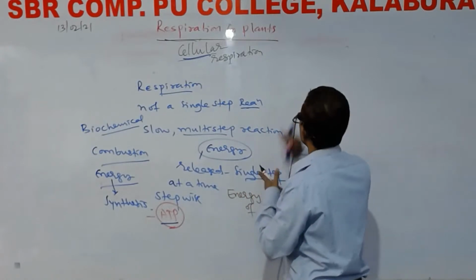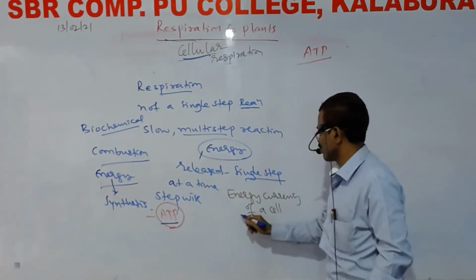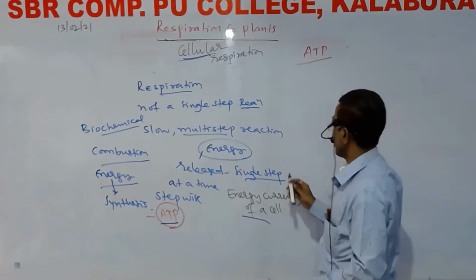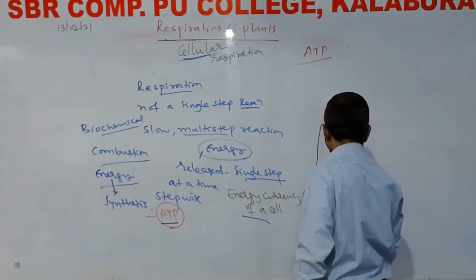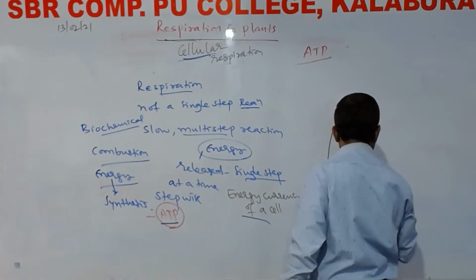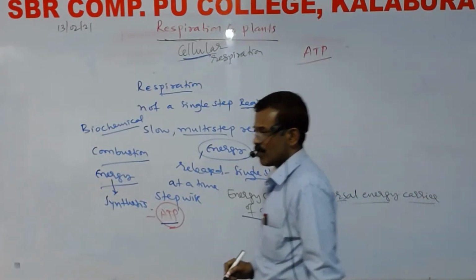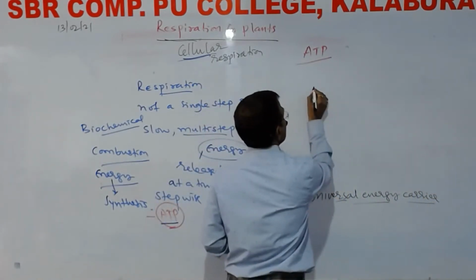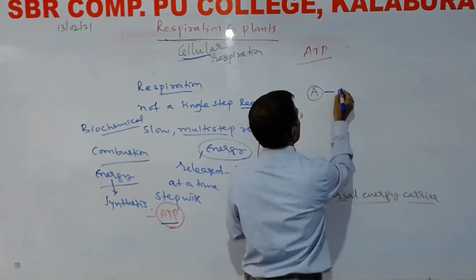So if you take ATP, which is the energy currency of a cell, it is regarded as the universal energy carrier. Universal energy carrier. Remember. So this is ATP.